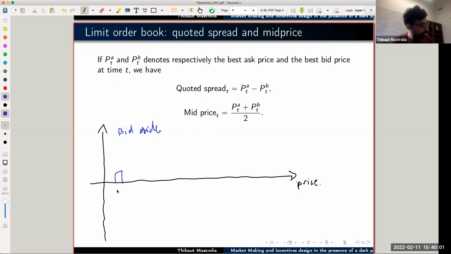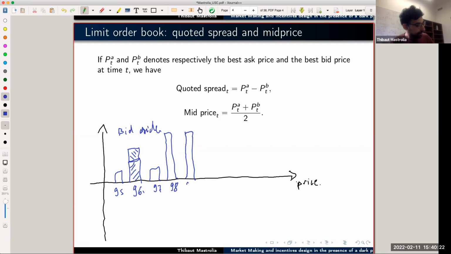So you have, for example, here, let's say 95. Here you have an order at 96, and you can have another volume. This is the first volume proposed by a market maker. This is the second volume proposed by another market maker. You have here 97, let's say here 98, let's say here 99. And on the ask side, so investors who want to buy something, you have, let's say here, 100, here, 101, and so on.